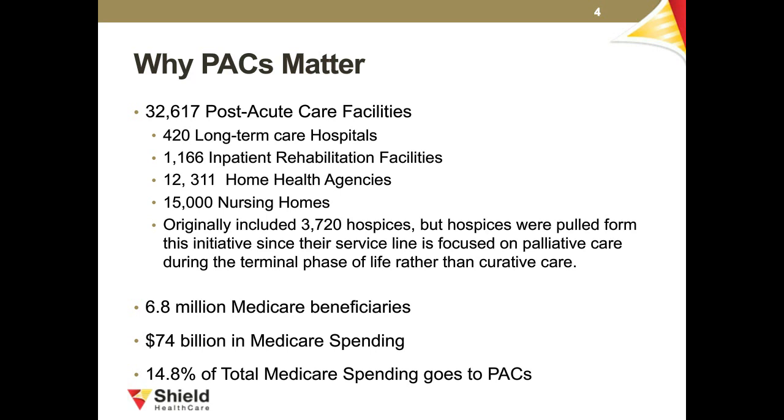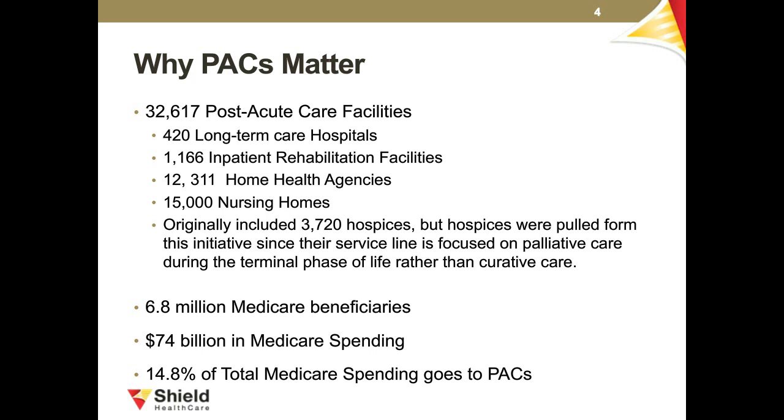So why do post-acute care providers matter? Well, basically, as the data in the development of the program stated, there are 32,617 post-acute provider facilities. 420 are long-term care hospitals, 1,166 are inpatient rehab facilities, 12,311 are home health agencies, and 15,000 are nursing homes. You can see that the biggest group is home health agencies and skilled nursing facilities, and that comes across when you look at some of the other data.